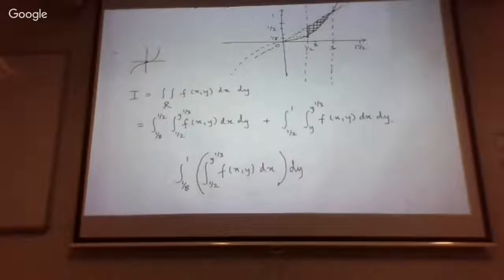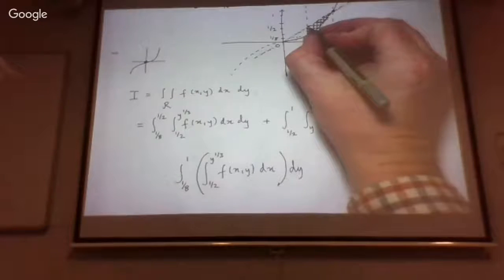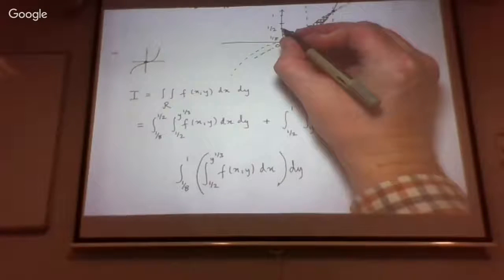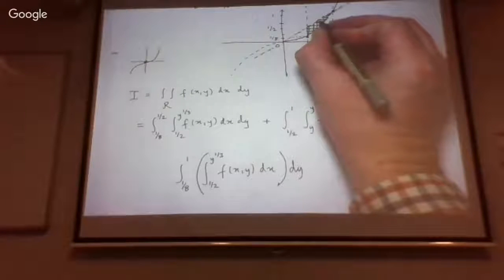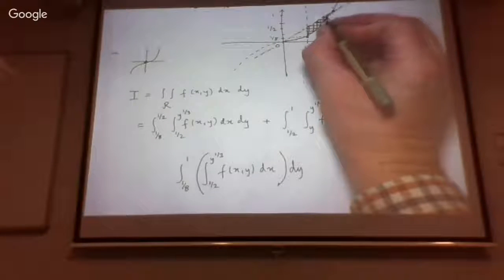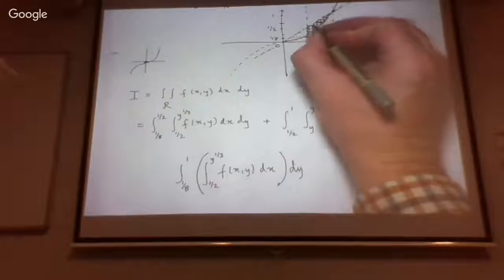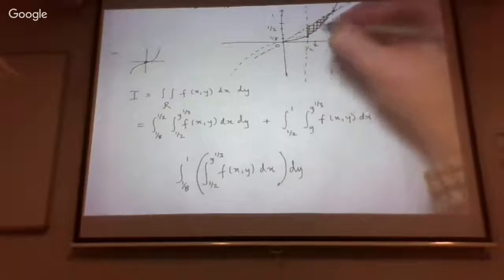Start at x equals a half. However, once you get past this change point at y equals a half, now the x vertical strips begin at a point on this green line. So what point x are they beginning at?